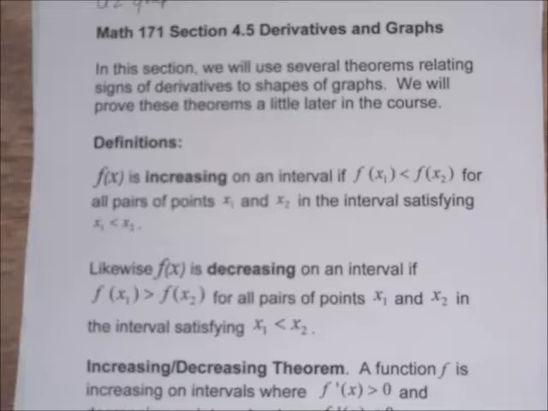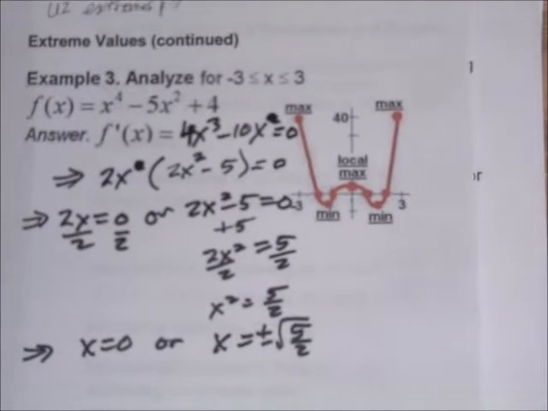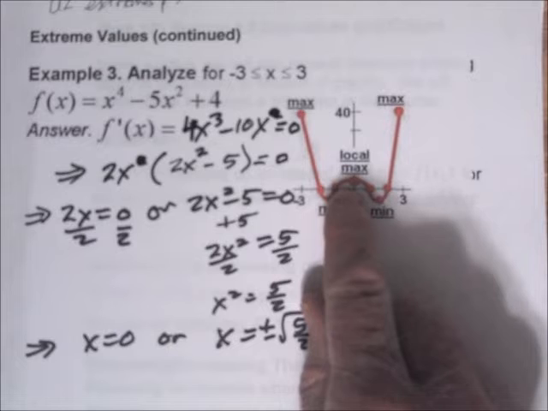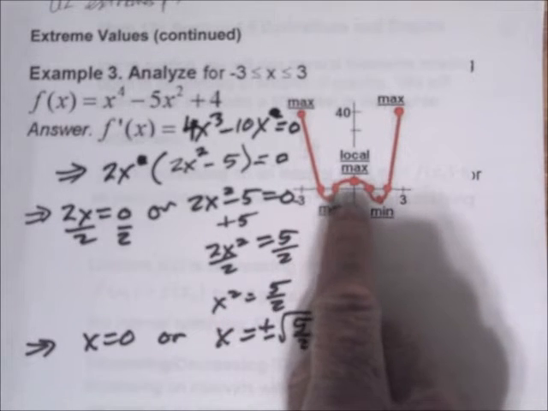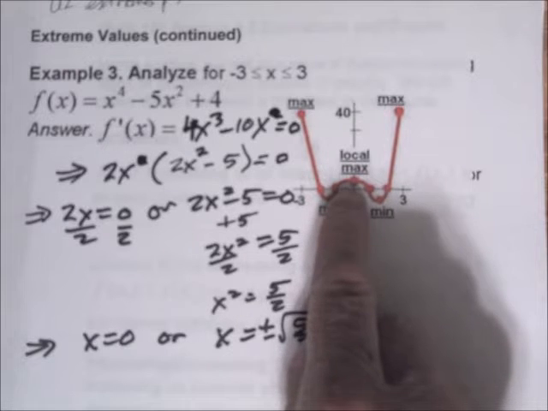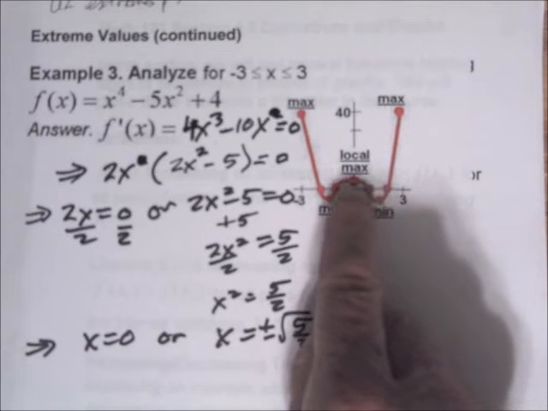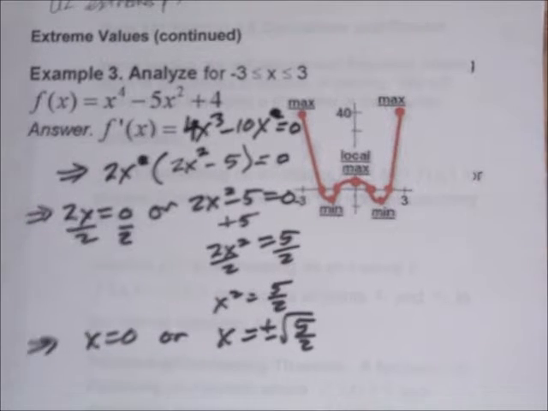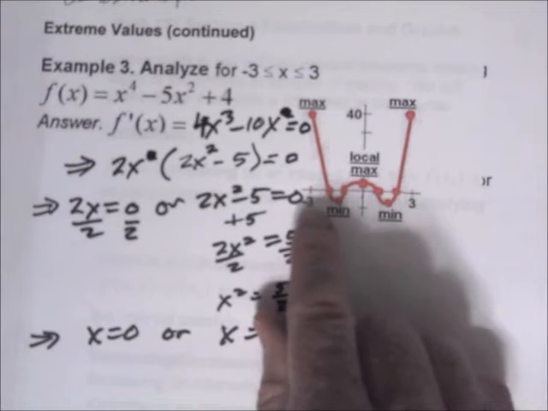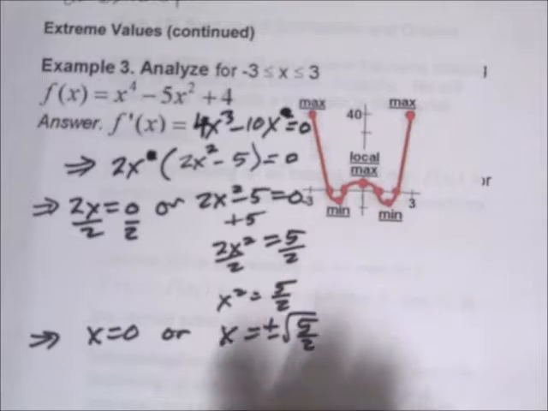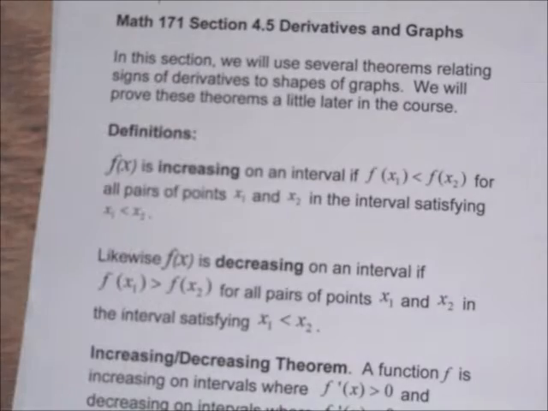One thing to notice here is that near the local minimum, you have negative slope and then a slope 0 and then positive slope. And also near the local maximum, you have positive slope, then slope 0, and then negative slope. And that's something to look for when you're trying to locate local extremes. If the slope changes sign, then that's a sign that there's a local extreme at that point.